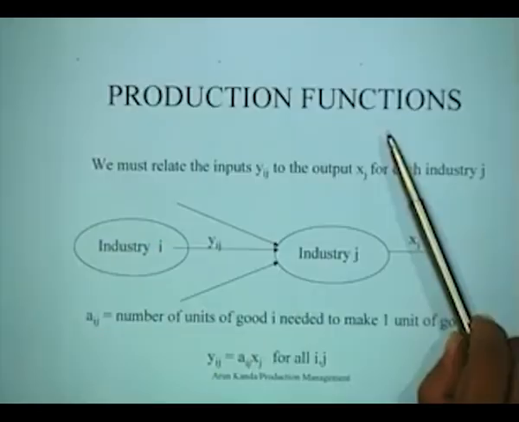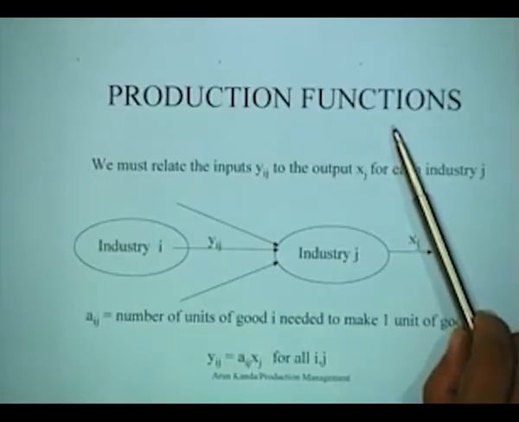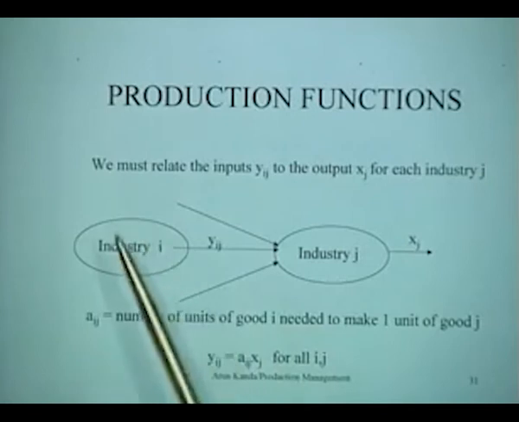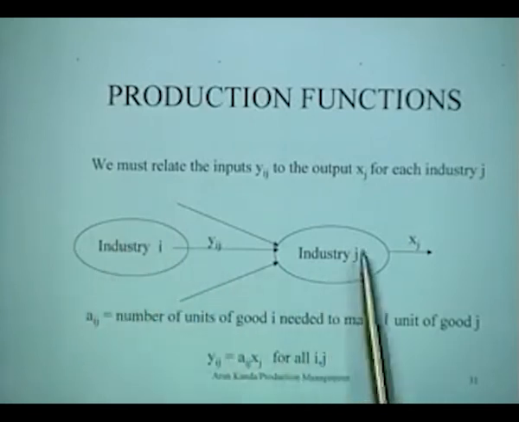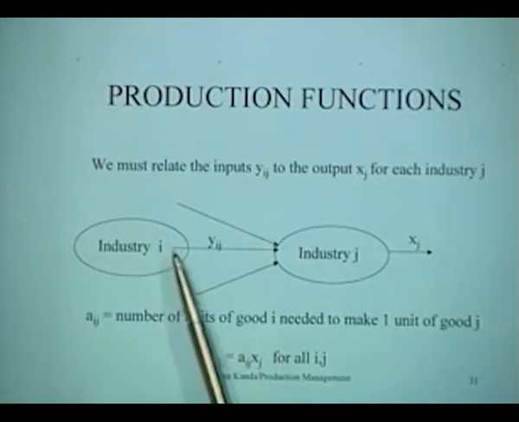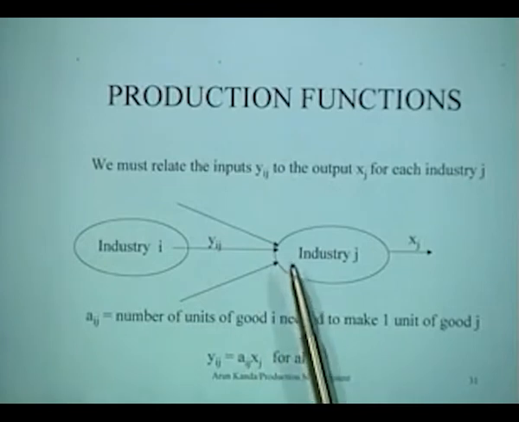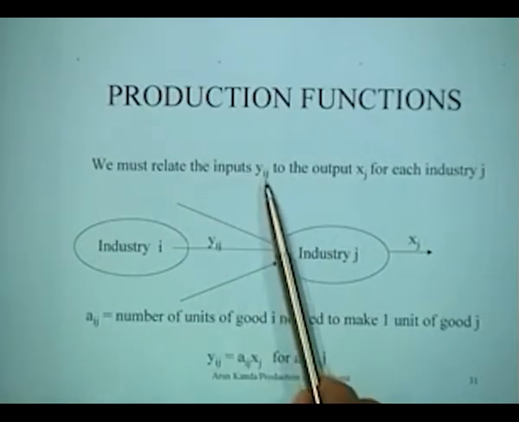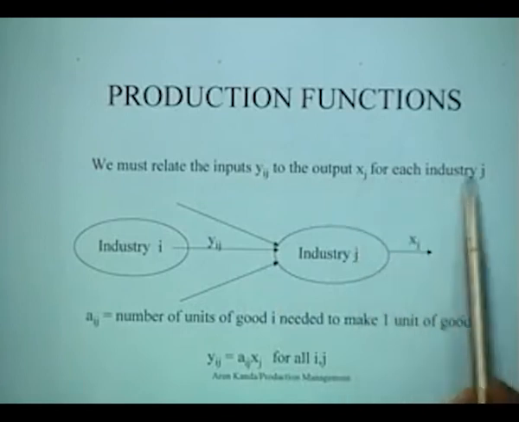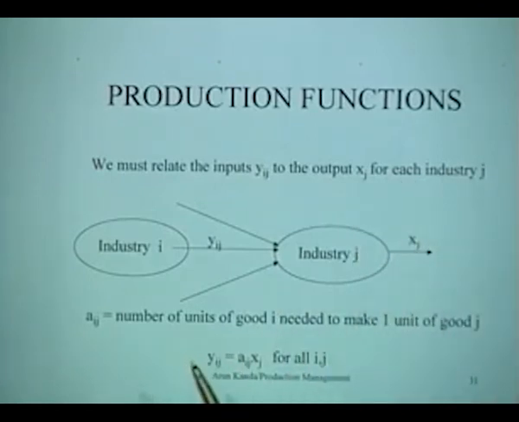Then the approach that Leontief took was that he developed what are called production functions. Now what is a production function? If this is industry I and this is industry J, and industry I is supplying a quantity Yij to industry J, and industry J is producing a quantity Xj, let us say, what does it mean? We relate the inputs Yij to the output Xj of each industry J. So how do we do it?